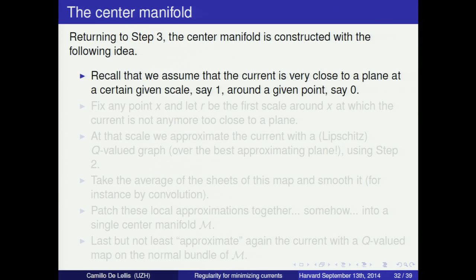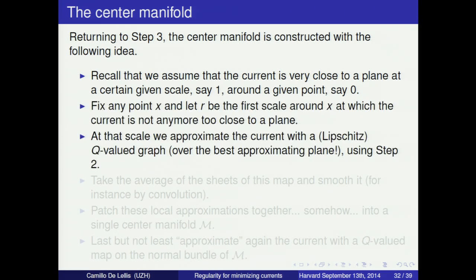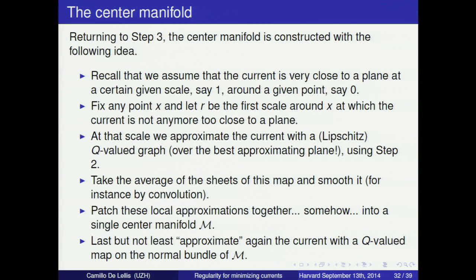Now, the center manifold is essentially constructed out of this idea. So locally, where you are flat, you know that you can approximate your current with a multiple valued function, which is almost harmonic. So what you will do is the following. You fix a point. You start off at some scale where you are very flat. Maybe there is one scale at which you're not flat anymore. This is what happens, for instance, in the bad example. So you pick the first scale in which you start not being flat anymore. You approximate your current with a multiple valued function, and you take the average of the approximation.